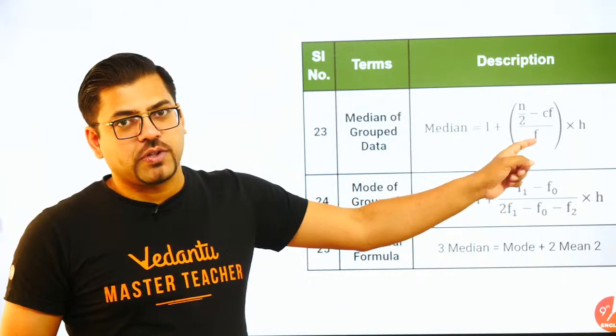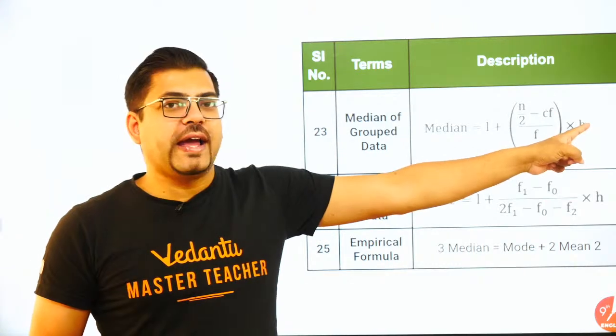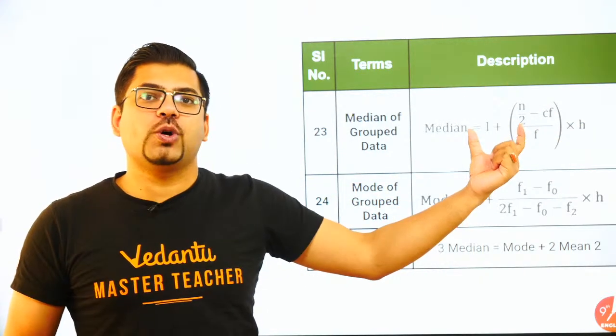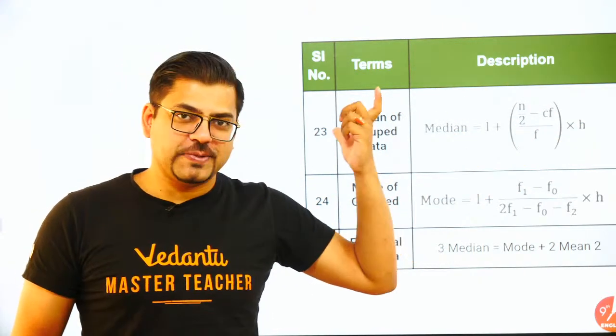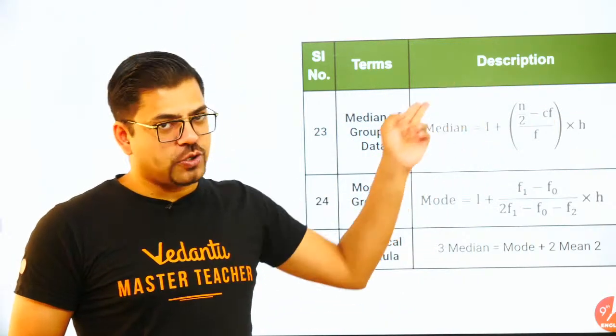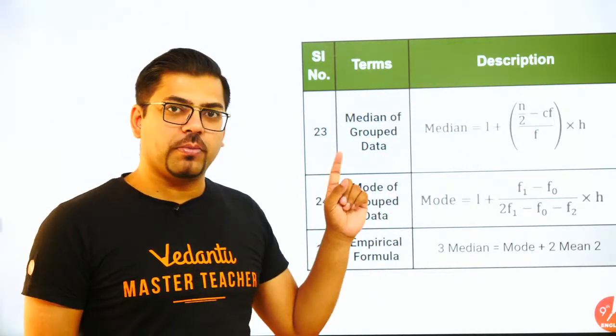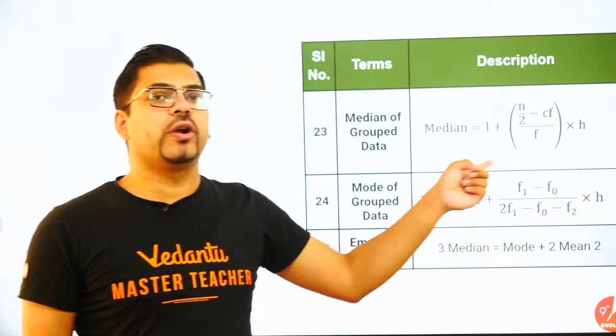And F is the frequency of the median class. Into H, H is the class height or width of the median class. So this entire formula is based on the median class, and similarly the mode formula is also entirely based on the modal class.